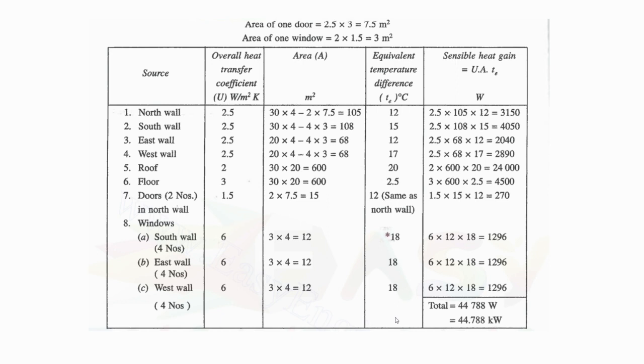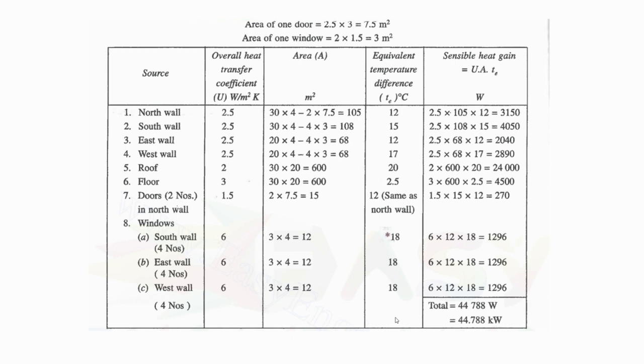Now in the next column we have to put the equivalent temperature difference. So from the formula U A delta T we can calculate the sensible heat gain. So from these components we will get the sensible heat gain. For the first, which is the north wall, we have 2.5, and we have to reduce the area of the door from the wall. So the total area we will get is 105 meter square, and the temperature difference is 12 degrees Celsius. Now here the sensible heat gain we will get is 3150 watt for the north wall.